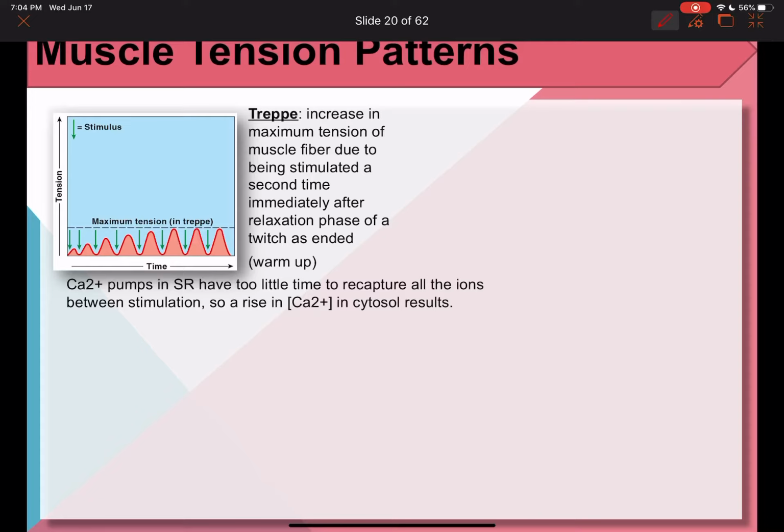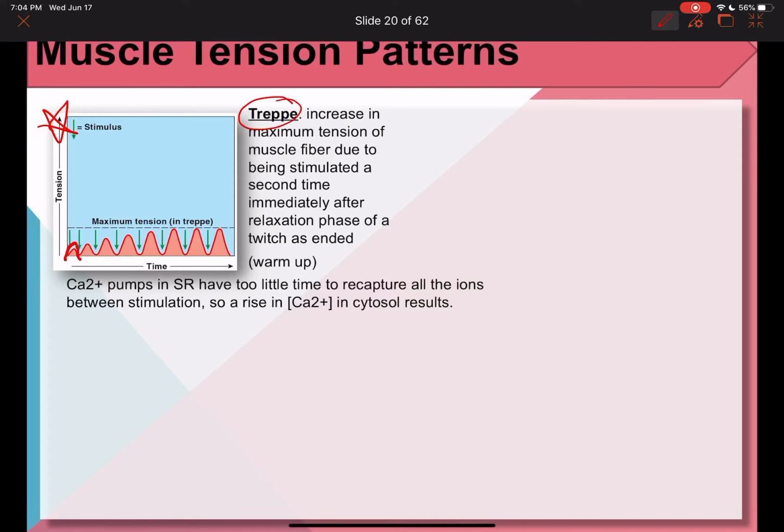So, for example, if a muscle fiber is just warming up, not really needed to lift anything per se, the stimulus comes, contraction happens, and then relaxation happens. But it doesn't end in one twitch cycle. This is what we're looking at here, okay? It goes through contraction, relaxation, and then immediately a second stimulus arrives, and the muscle fiber starts contracting again. This warm-up is called a treppe.